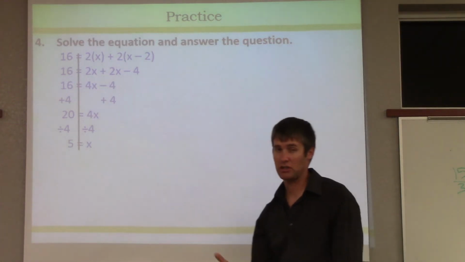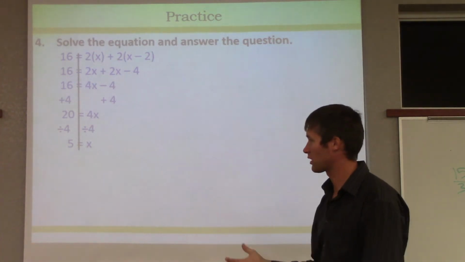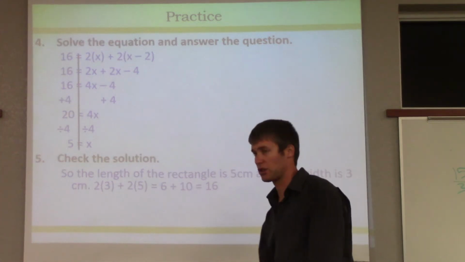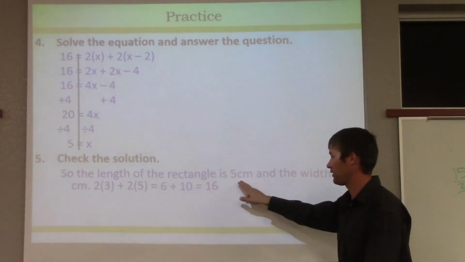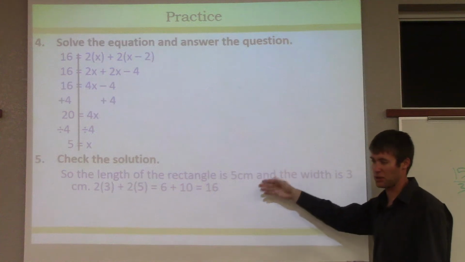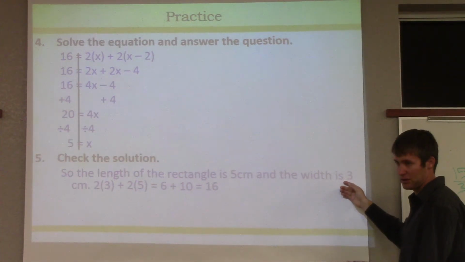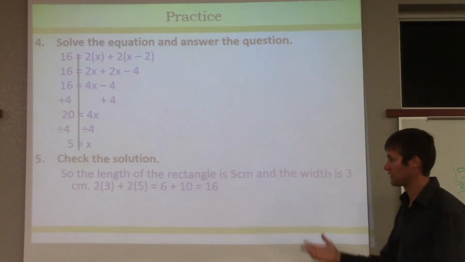So we kind of want to summarize. The last step is to check our work, but first summarize it. The length of the rectangle is 5 centimeters. That's what it wanted us to know. We could also say the width is 3 centimeters, since it's 2 less than that.